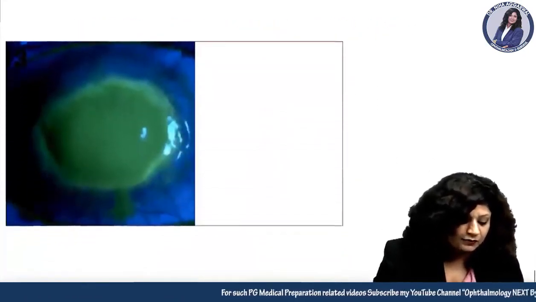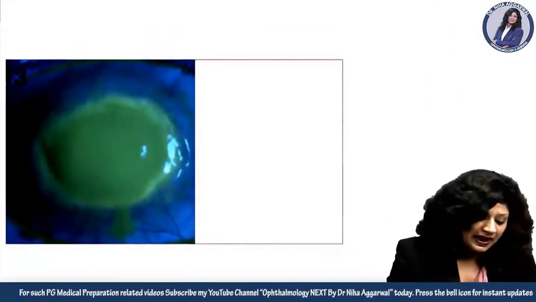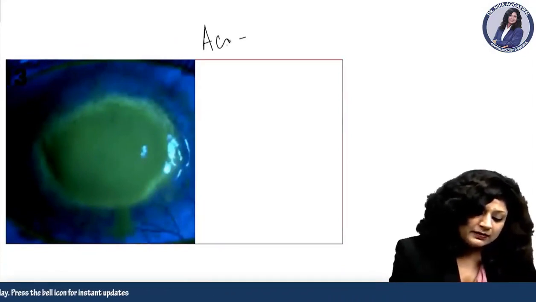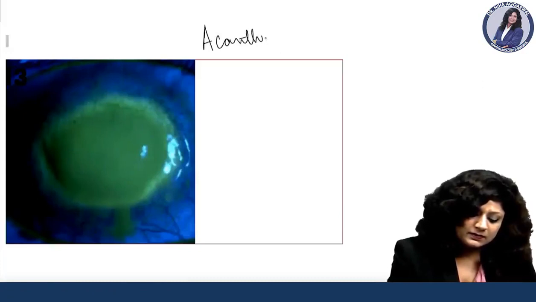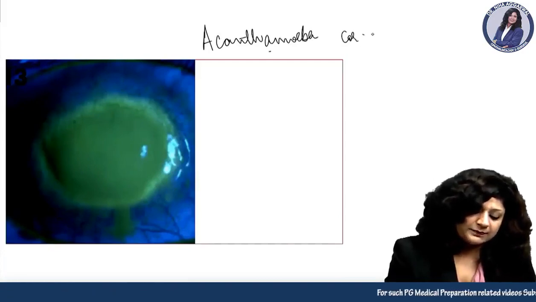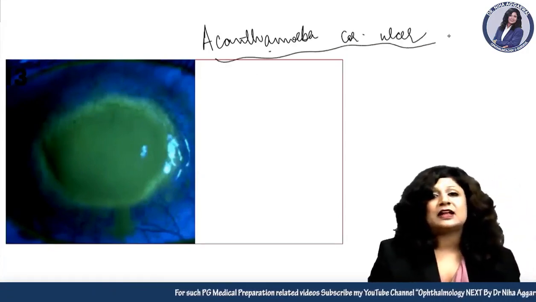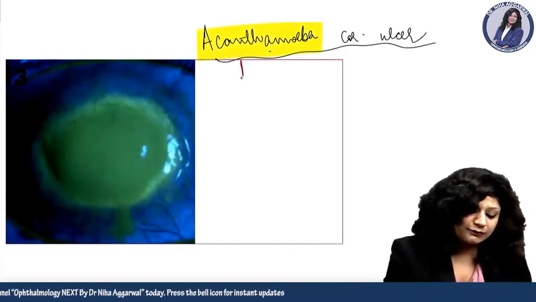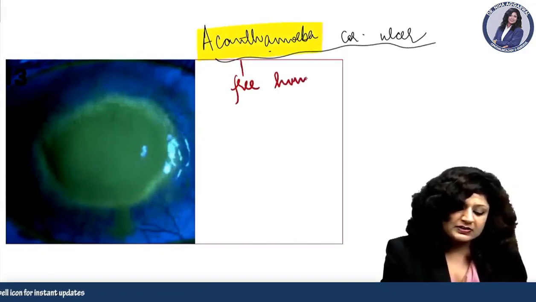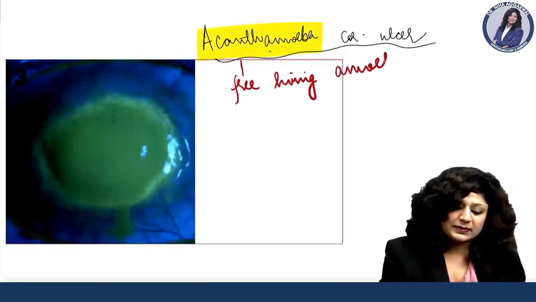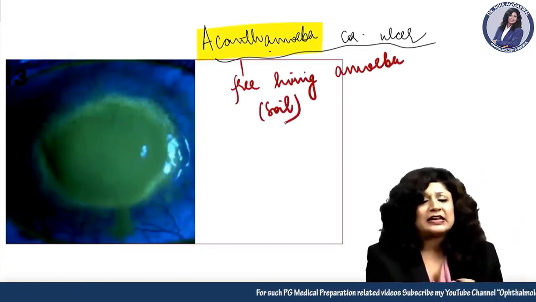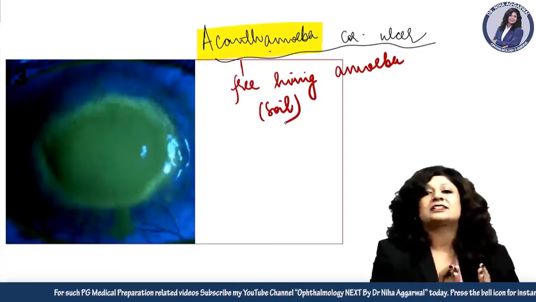All right. Finally, we come to the fourth ulcer, and this is acanthamoeba corneal ulcer. This acanthamoeba corneal ulcer is caused by acanthamoeba, a free living amoeba which is present in the soil. Now the next question is, when it is present in the soil, it does not require man to complete its life cycle.